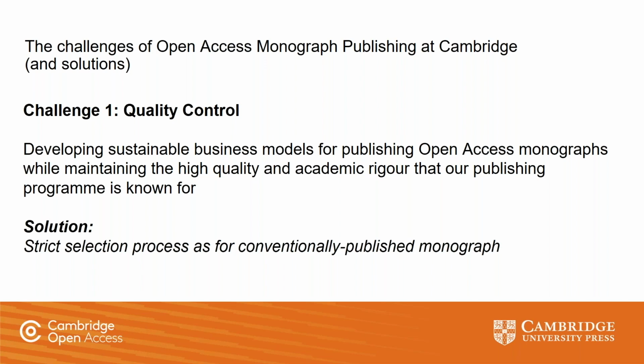The first challenge involves making open access publishing sustainable while still maintaining the high quality and academic rigour that our publishing programme is known for, especially our very careful peer review process, which is known to be one of the most rigorous in the world. Our solution to this is that we are applying the same strict selection and review process to an open access monograph as we would to a conventionally published one. Just because we're collecting a processing fee so that we effectively have our revenue up front doesn't mean that we would publish something we wouldn't otherwise normally publish.